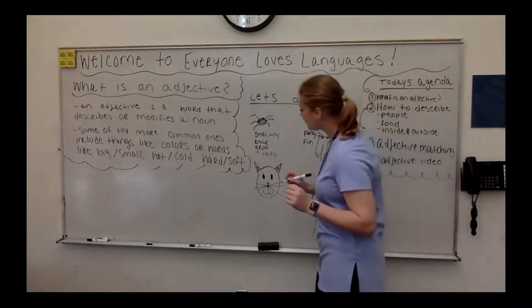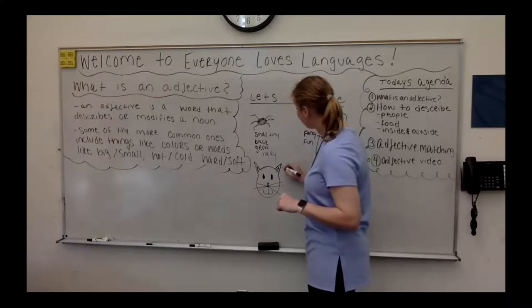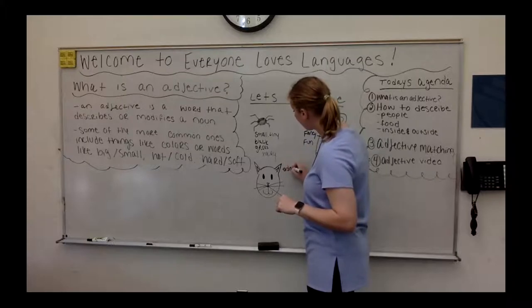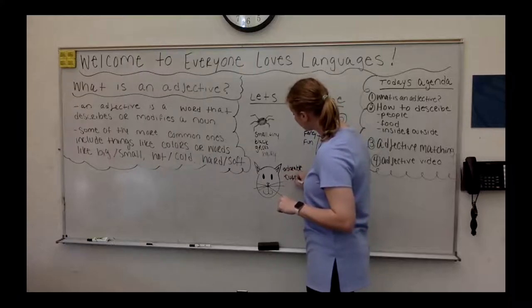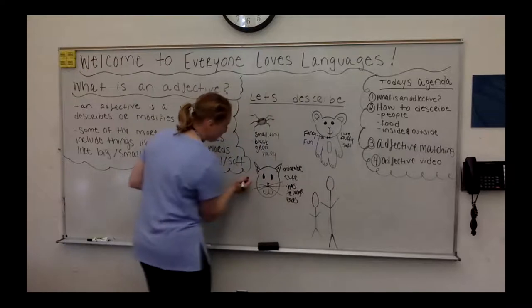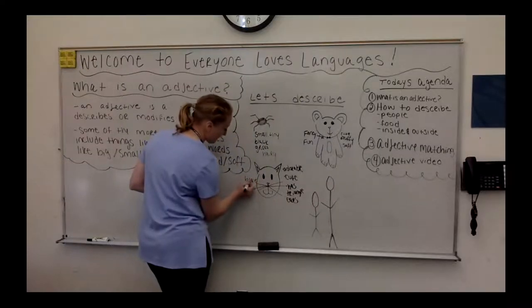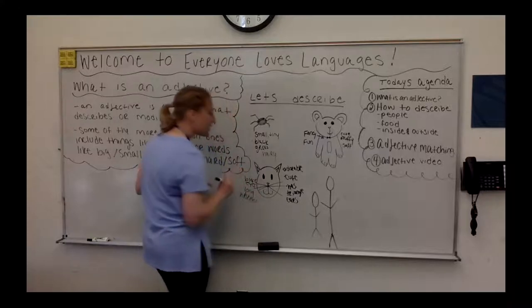Now, let's go to Le Petit Chat, or the little cat. And we're going to say adorable. Cute. Has triangle ears. Black eyes. Long whiskers. I think that's good for the cat.